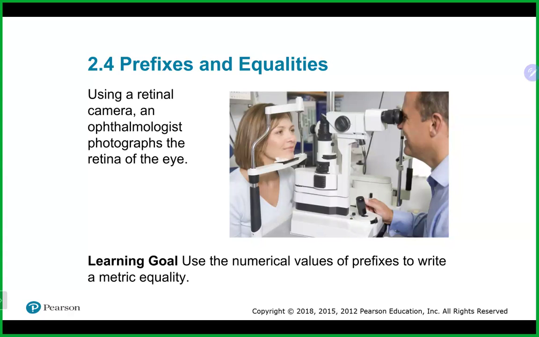Equalities are essentially two things that represent the same amount of something, but they're on different scales. So for example, if you had 100 pennies, that is the same as if you had $1, right? They both represent the same amount of money. They're just on different scales.